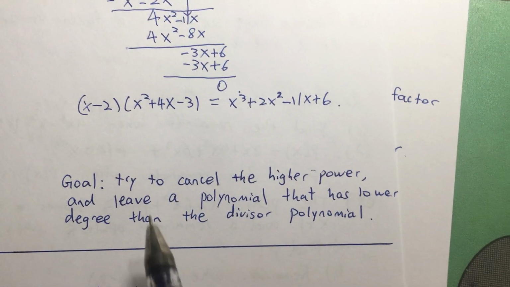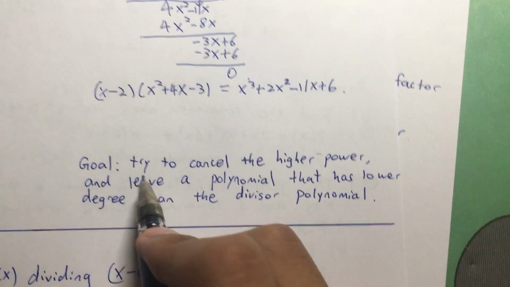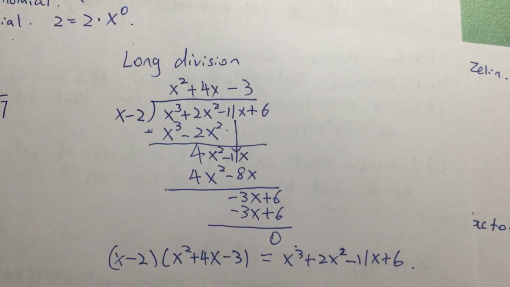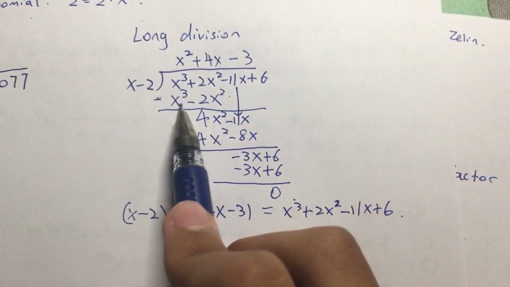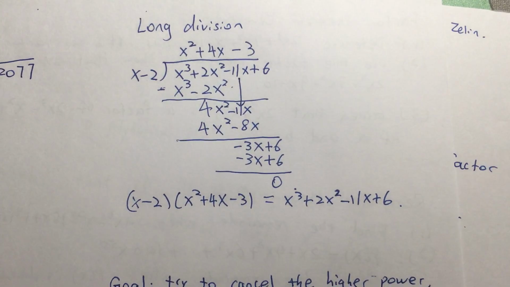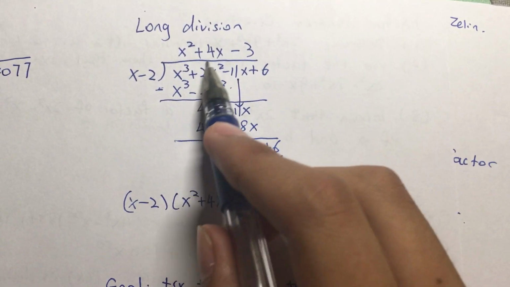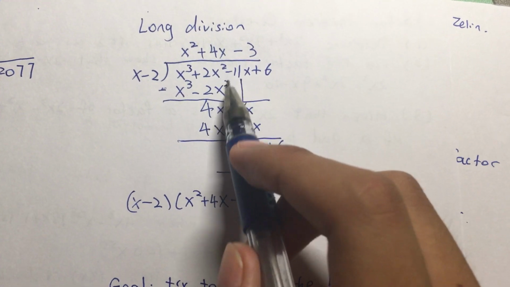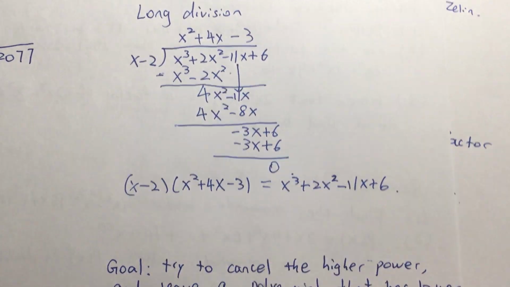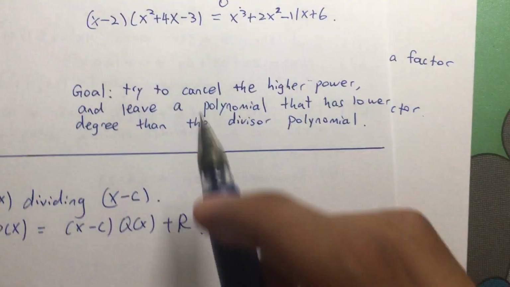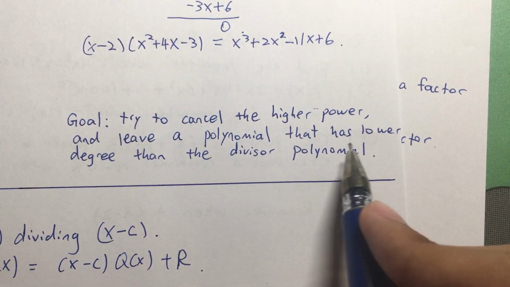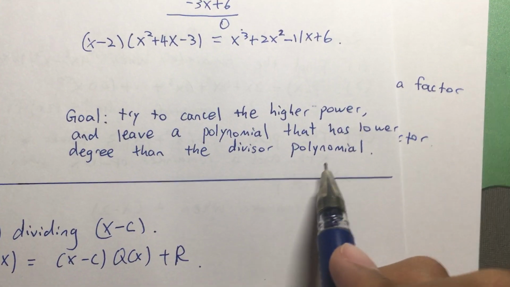Well, the goal of solving long division questions is to try to cancel the higher power. So for example, we try to make the x cubed disappear by subtracting another x to the power of 3. And we will try to make x squared disappear. We do another x squared to subtract them. And in the end, we should leave a polynomial that has lower degree than the divisor polynomial.